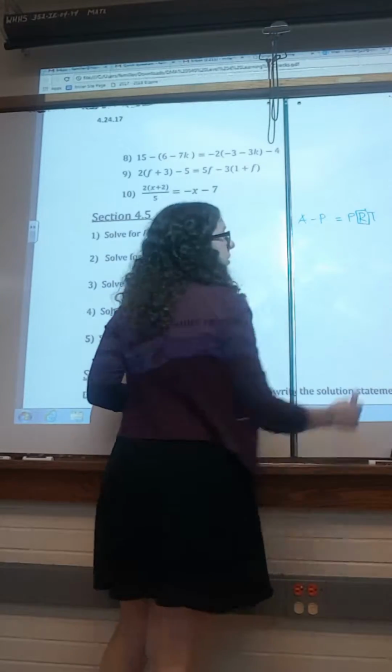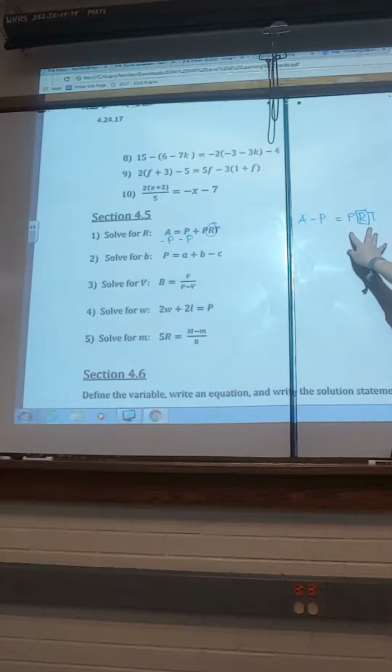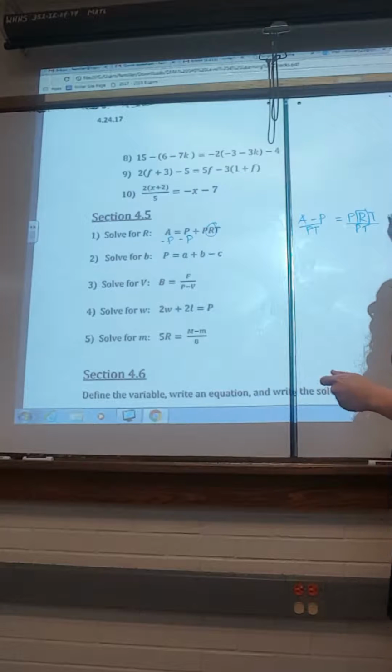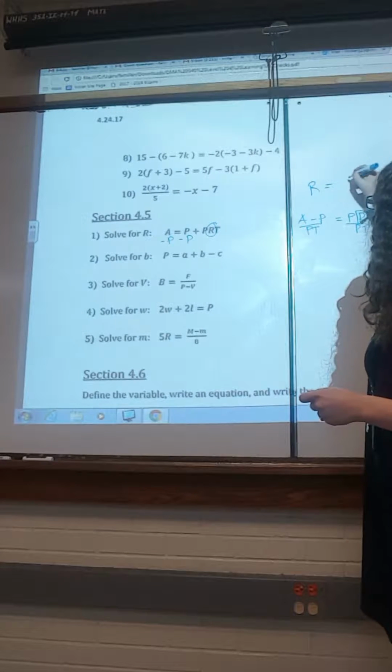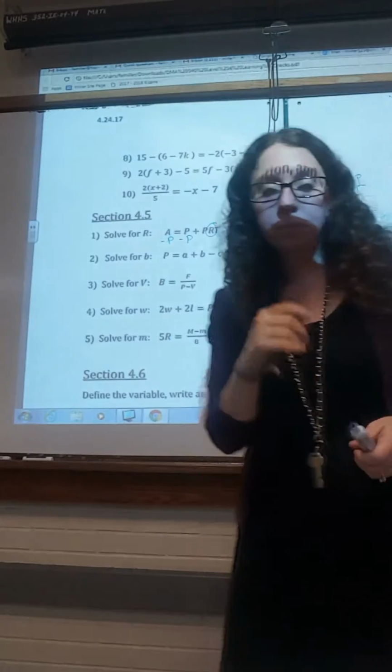And we still want to get this r by itself. Well, now it's surrounded on both sides by p and t. So what we can do with p and t is divide by them. So I'm going to divide both sides by pt. So when I get r by itself, I've got r equals a minus p over pt.